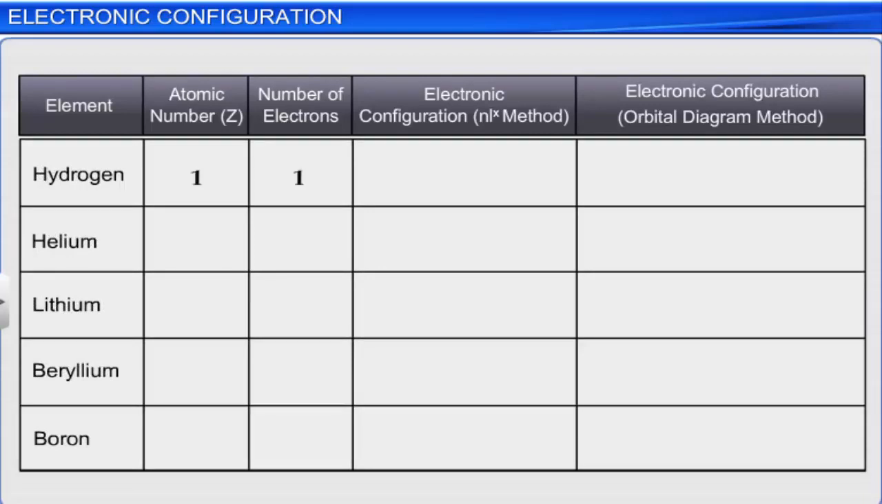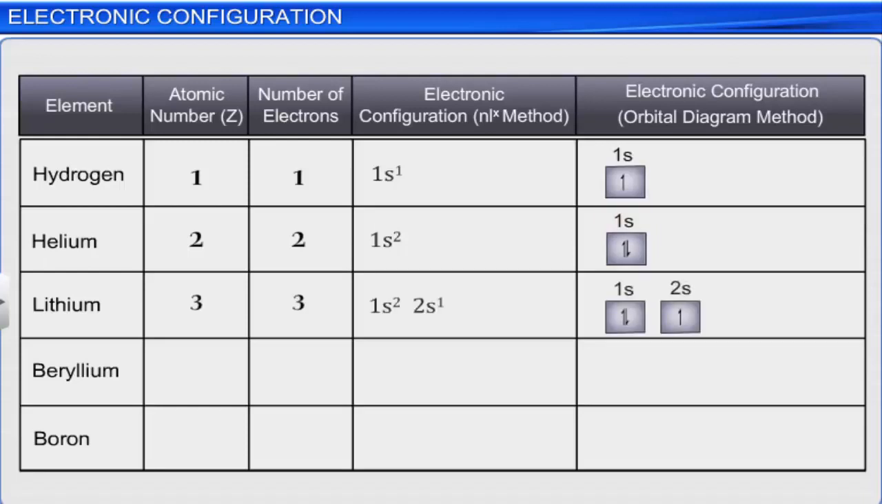Hydrogen has only 1 electron which must be filled in the orbital of lowest energy, that is 1s. Helium has 2 electrons. Both these electrons can be filled into the 1s orbital. However, according to Pauli's exclusion principle, these 2 electrons should have opposite spins. Lithium has 3 electrons. 2 electrons will fill the 1s orbital, while the remaining 1 electron goes to the orbital of next higher energy, that is 2s.